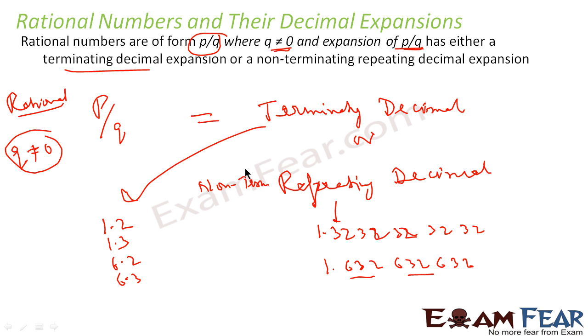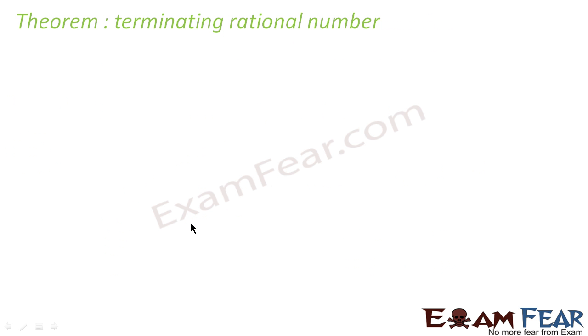A rational number of the form P by Q where Q is not equal to 0 is either a terminating decimal of the form 1.2, 1.3, 1.362, for example 1.363238, like this, or a non-terminating repeating decimal. Correct? Now let's take one more theorem, the same thing in the reverse way.